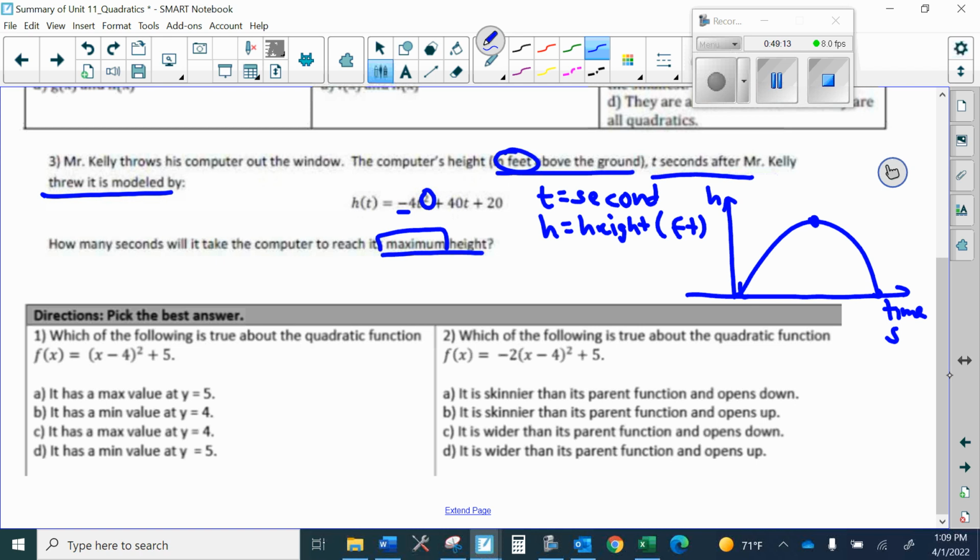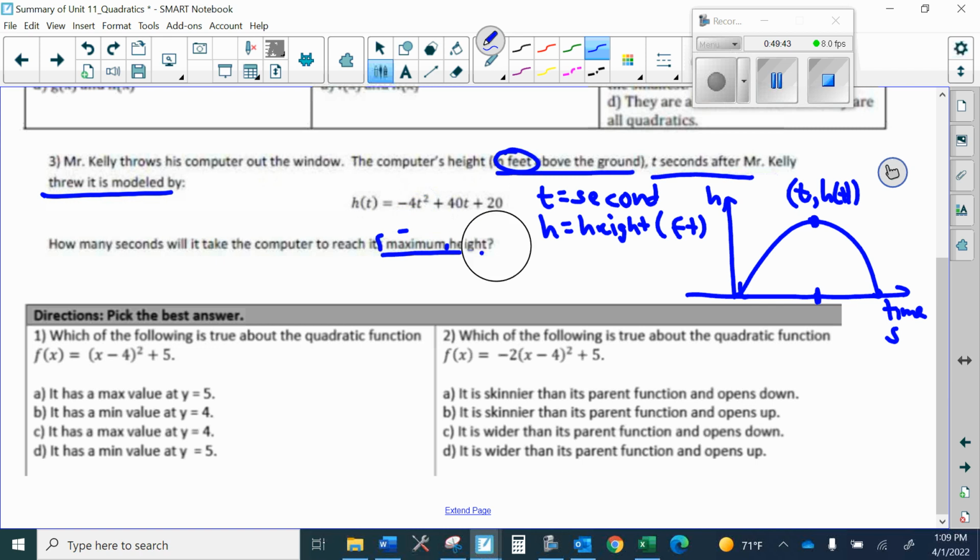Okay, the y-axis is the height. So that's the y-coordinate. We want the y-coordinate right here, and that's going to be the maximum height. We want the y-coordinate of the vertex. The x-coordinate is going to give me the time that it took to reach that maximum height. So t for time, and then plug that in, get the h of t, that's the actual height itself. So it occurs at the vertex.